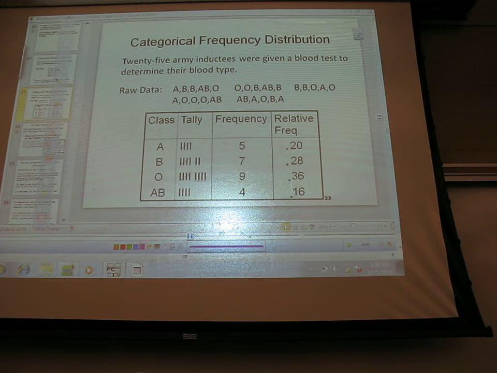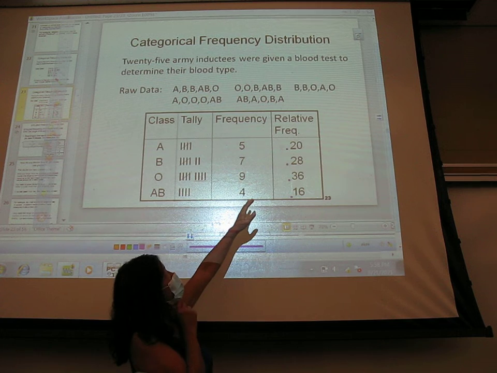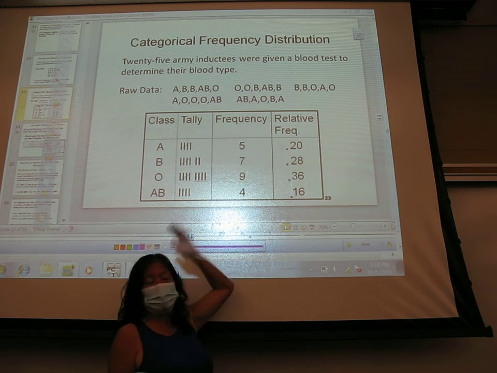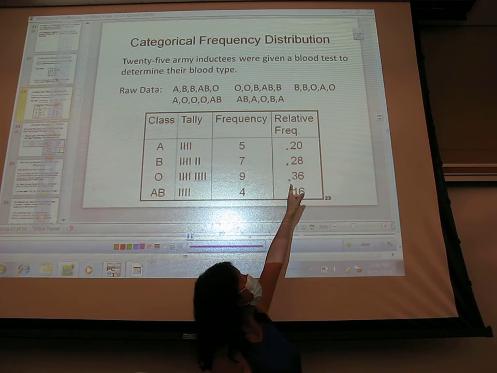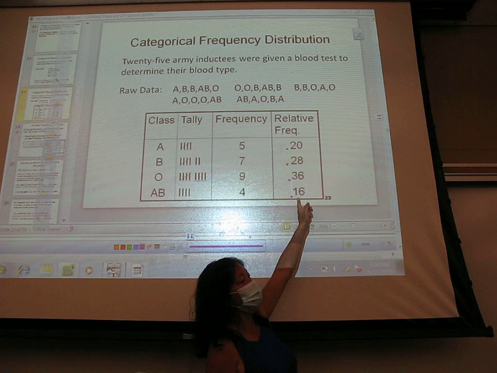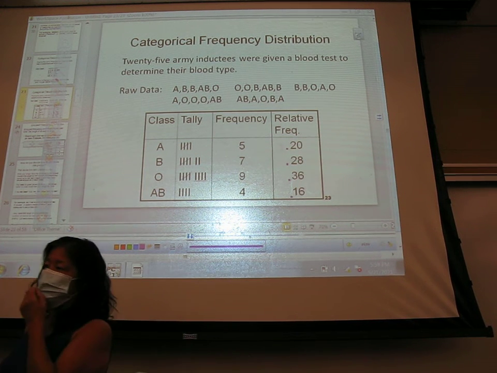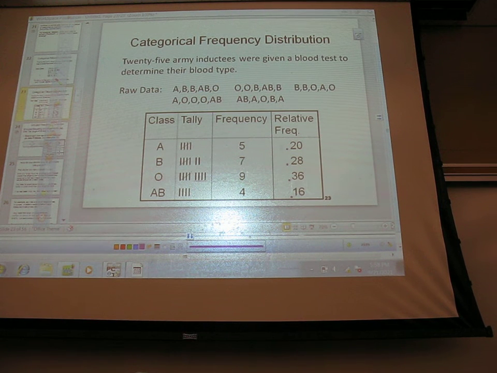So you should have this, right? 5, 7, 9, and 4 as your frequencies, and then your relative frequencies. You might have written them in a different order, but if you wrote them in A, B, O, and AB, then your relative frequencies would be 0.20, 0.28, 0.36, and 0.16. Three decimal places is good, but since these only choose 5, if it rounds up, usually like this.